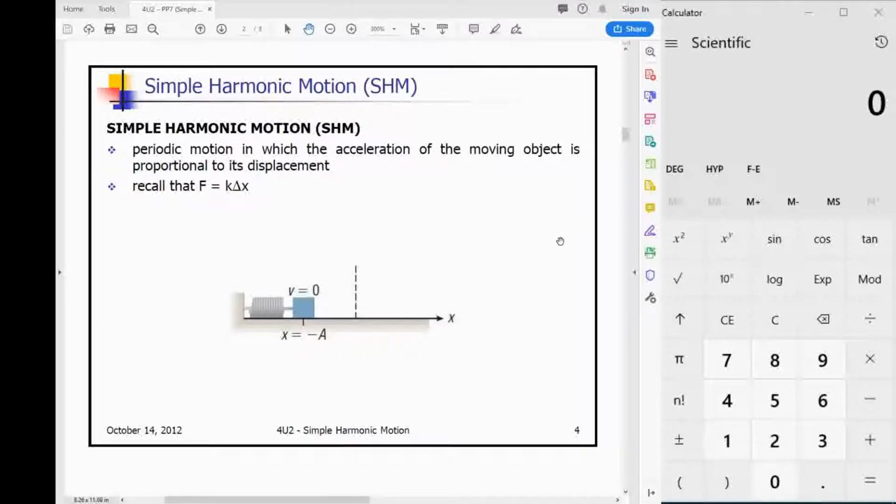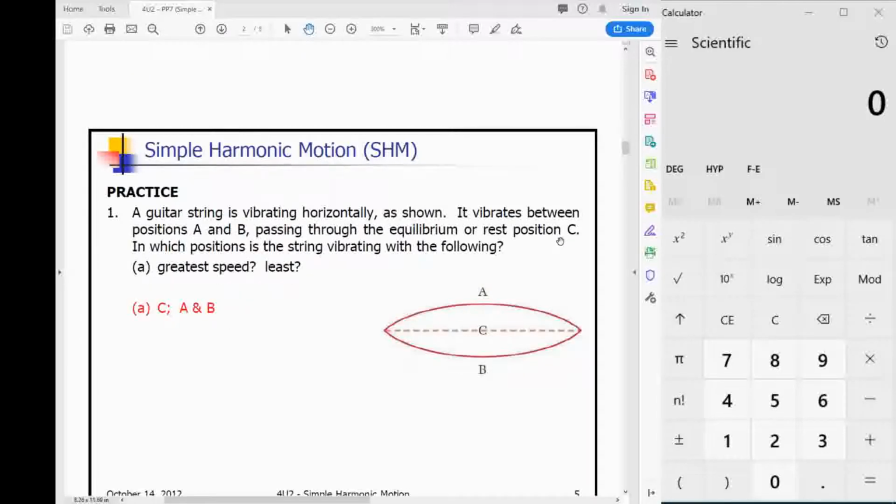So please copy this down. Simple harmonic motion is the periodic motion in which the acceleration of the moving object is proportional to its displacement. F equals k delta x. So just remember that. The force is our spring constant times our delta x. And that's our restoring force, and that often is a force that can push us past the equilibrium point. Then the force will act in the opposite direction, pushing past the equilibrium point and operating in the opposite direction until we finally settle at our equilibrium.